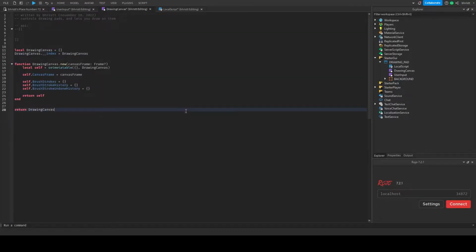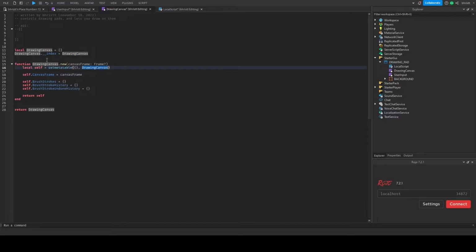Alright, starting with this drawing canvas module, you can see I created this DrawingCanvas table, and it has an __index metamethod called DrawingCanvas. And here in this DrawingCanvas.new function, we can call this a constructor, and we make a table called self, and we set the metatable of self to DrawingCanvas. So what this does is whenever we index anything inside this table, if what we indexed is nil inside this table, then it'll index everything inside the DrawingCanvas table.